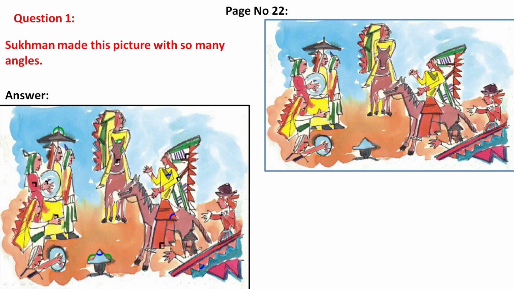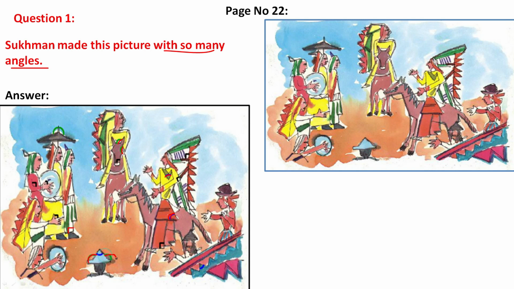Suman made this picture with so many angles. You can find many angles in this picture. Here we have marked the angles. Here you can see the acute angle. Here you can find an obtuse angle. So here you can find the right angle. Here an obtuse angle.